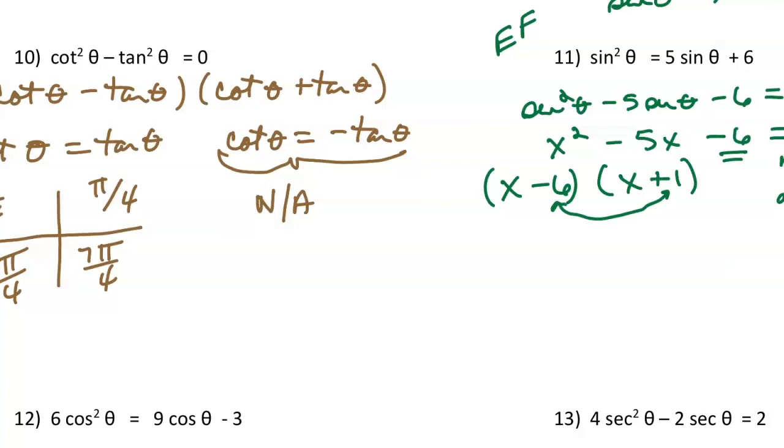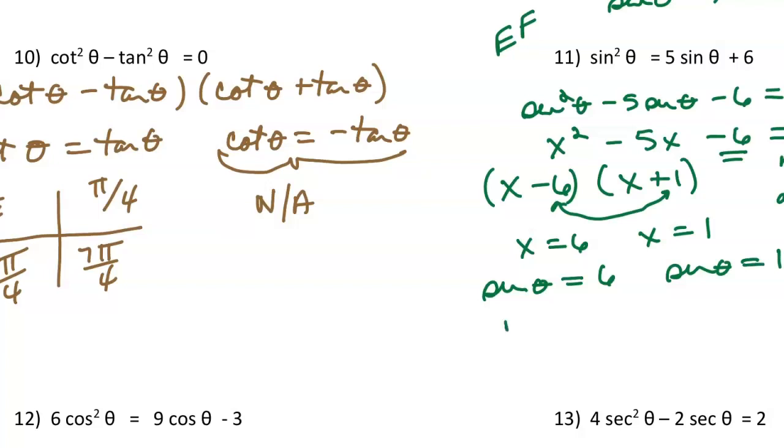Okay, set your two factors equal to 0. That gives me x equals 6 and x equals negative 1. At this point, undo your substitution. And you're going to say sine theta equals 6, sine theta equals negative 1.